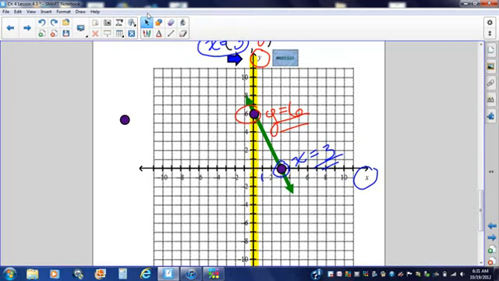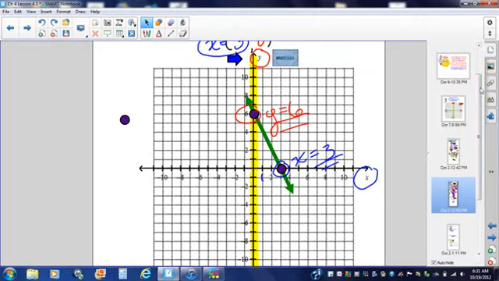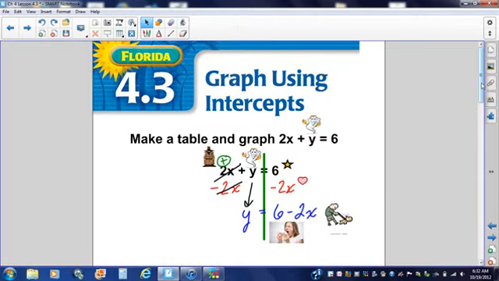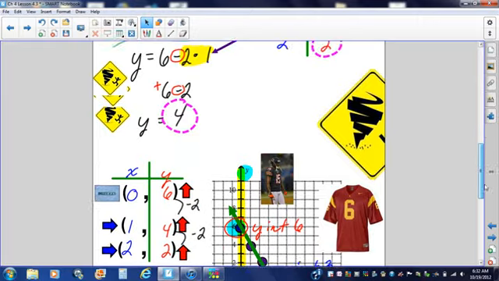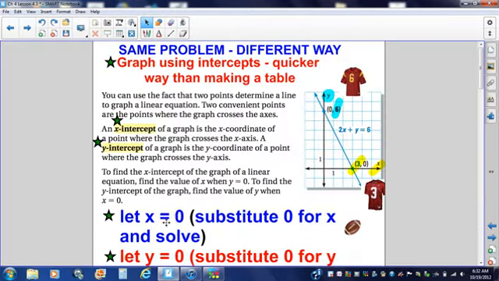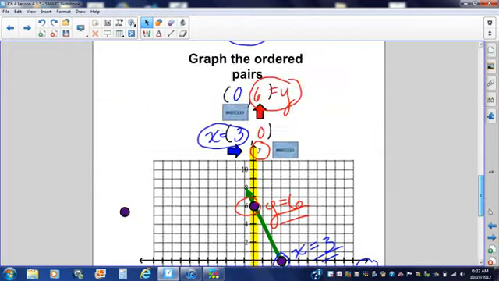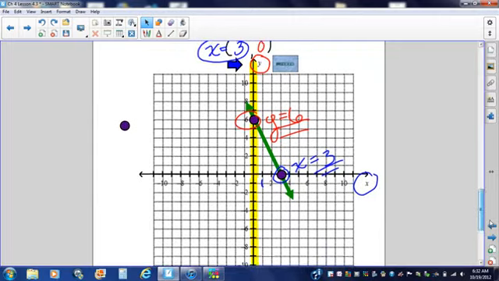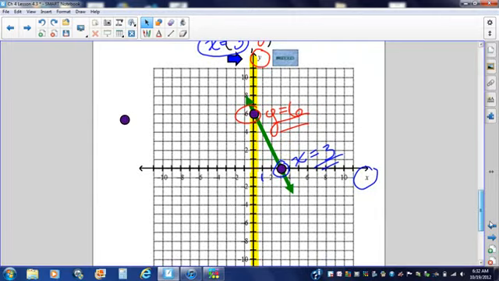Do you have to do it this way? Absolutely not. You can do it the other way. I have no problem with that. You can do it either this way, make y the tornado, make a table, graph it, or put in 0 for x, put in 0 for y, graph it. You do whichever way is easiest for you. I'm just showing you a different way.